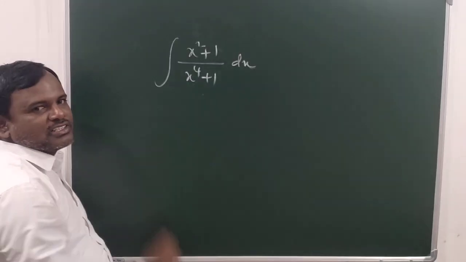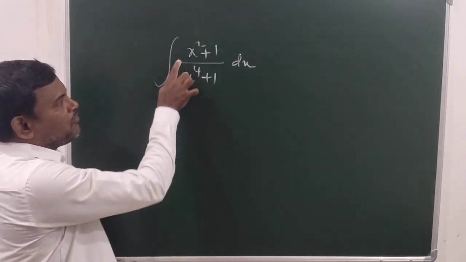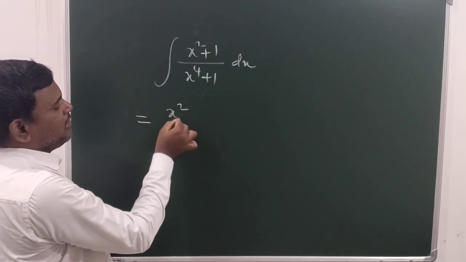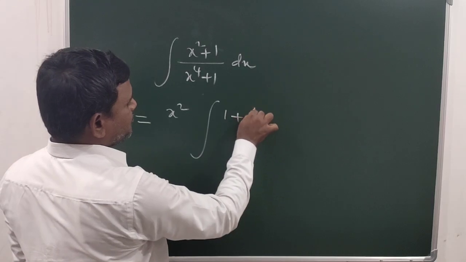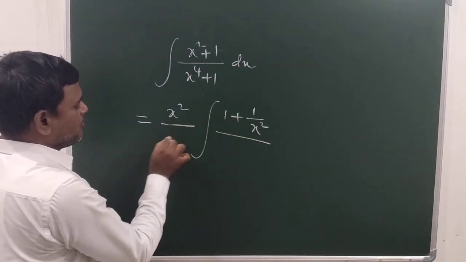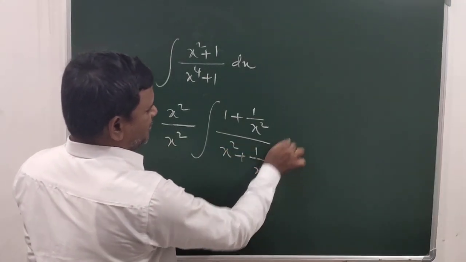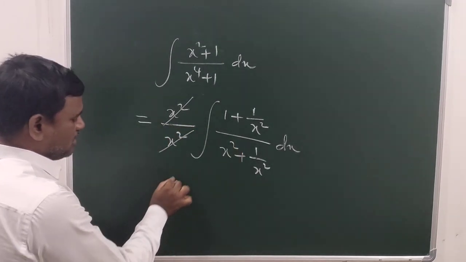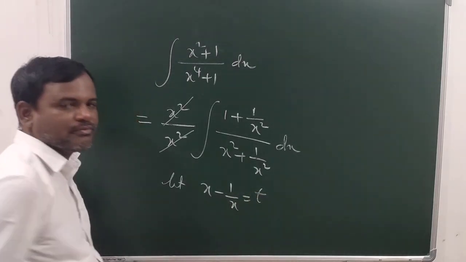To evaluate this integral, you have to take x square common from the numerator as well as the denominator. If I take x square common from the numerator, what do you get? 1 plus 1 by x square. In the denominator also, x square plus 1 by x square, dx. Now after this, let us take x minus 1 by x equal to t as the substitution.